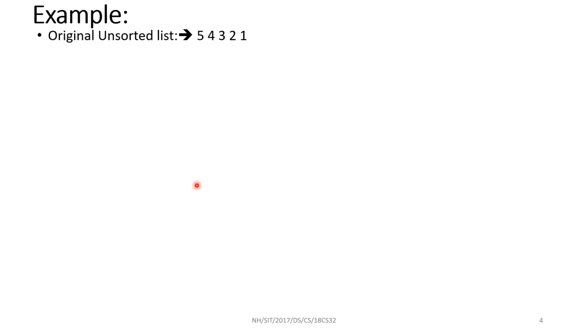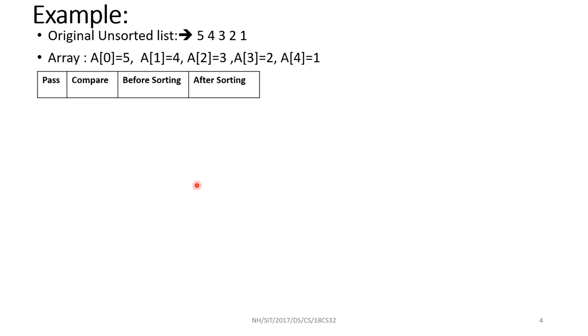Let us take one array. It seems that everything is fine, that it is in sorted form. Unfortunately, all the elements are in descending order, but we want to sort everything in ascending order. The first element is 5, second element is 4, third element is 3, next element is 2, and the last element is 1. We'll see how the elements are sorted.